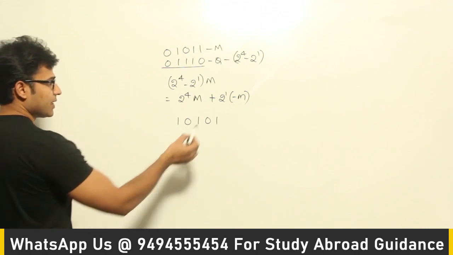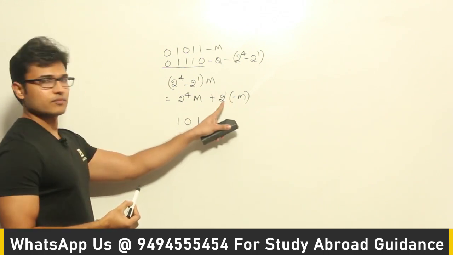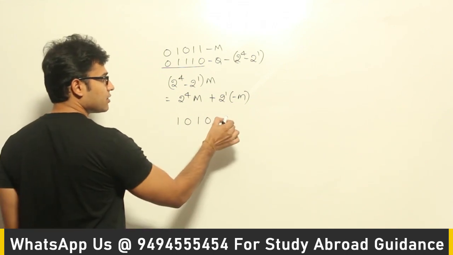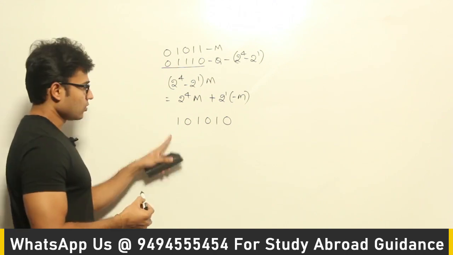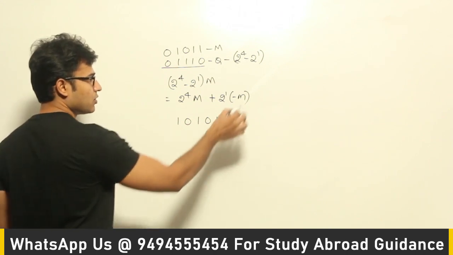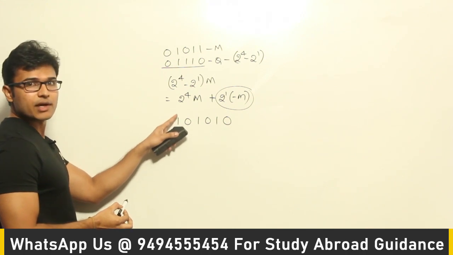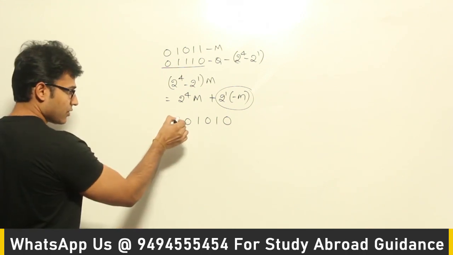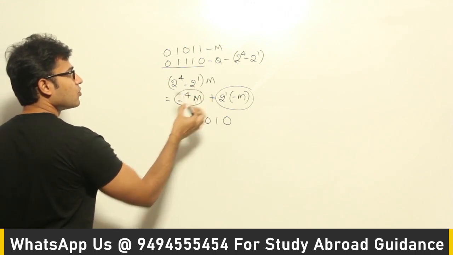Now this is multiplied with 2, right? Multiplying with 2 is nothing but left shifting. You have to remember that this entire number is going to be a negative number, therefore the most significant bit here has to be 1, right? So here as of now it is 1. Now this has to be added with 2 power 4 into m.